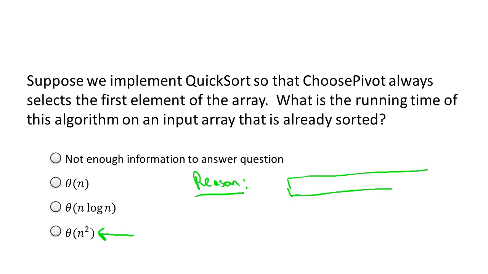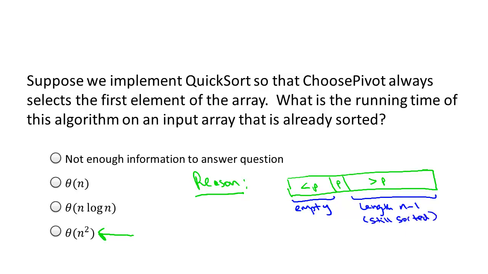So if we draw our usual picture of what a partitioned array looks like, with everything less than the pivot to the left, everything bigger than the pivot to the right, well, since nothing is less than the pivot, the left part is going to be empty. It will not exist. And to the right of the pivot, this will have length n minus 1, and moreover, it will still be sorted.